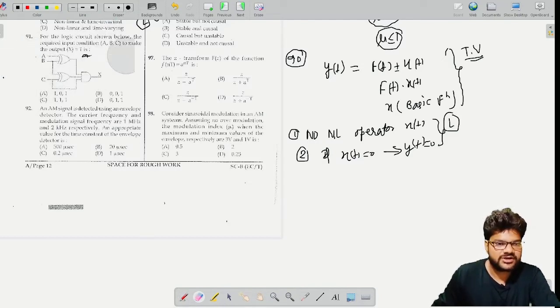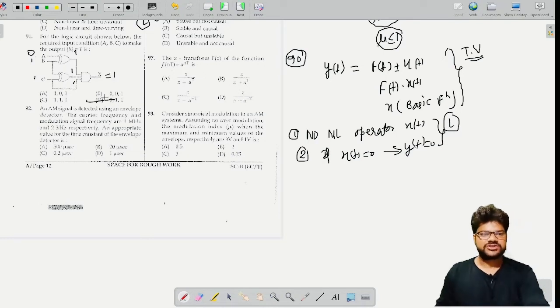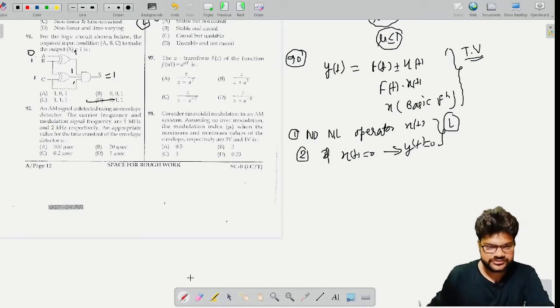Now let's see option C, which is 1 1 1. If these two are 1, for the XOR gate this will be 0, and for the XNOR gate this will be 1. If anything is 0, this will be 0, so option C is also not correct. Now check option D, 0 1 1. For 0 1, XOR gives 1, for 1 1 XNOR gives 1, and C is 1. So all are 1, and the output will be 1. The correct option is D. Such type of question you can solve with the options.